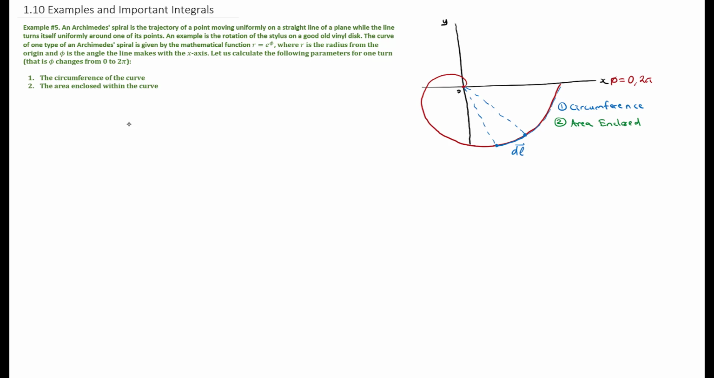For number two, the area enclosed, what if we just split this up into pieces like this, and then carry on until we get the total area of the curve. So every single time we're just going to move by d phi. And of course the radius is going to change too for each of these. So we seem to have a general approach to both of these problems. Now we're going to tackle each one separately. So number one, we want to figure out the circumference.